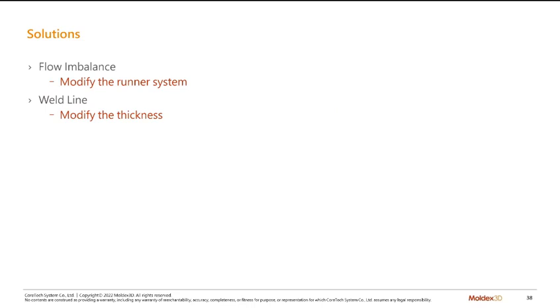Okay, so now the problem is quite clear. They have an imbalanced runner system, which creates an imbalanced flow, and then the quality in each cavity is not the same. And they have weld issues, which are related to the thickness design. If they can remove the sink features and make the thickness more uniform, they might be able to provide better weld line quality, and maybe they can fix these crack issues.